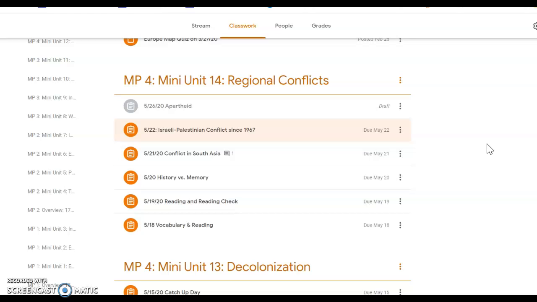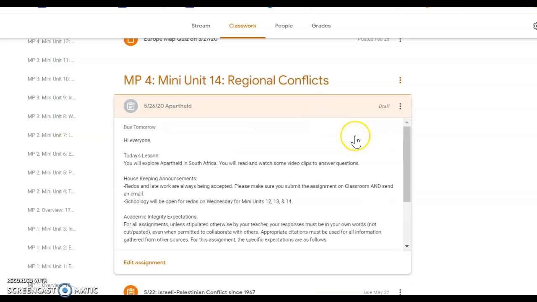Today we're going to be continuing Mini Unit 4, our look at regional conflicts in the second half of the 20th century, and we'll be looking at the topic of apartheid in South Africa.